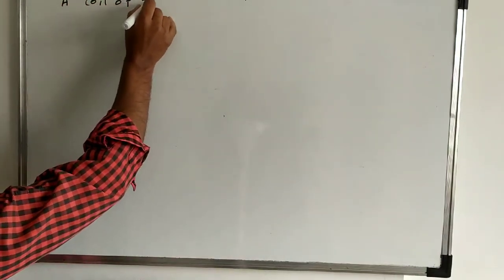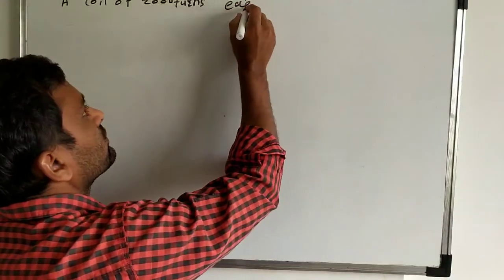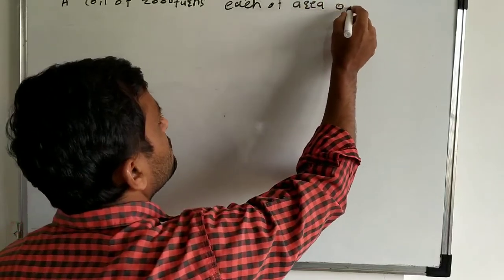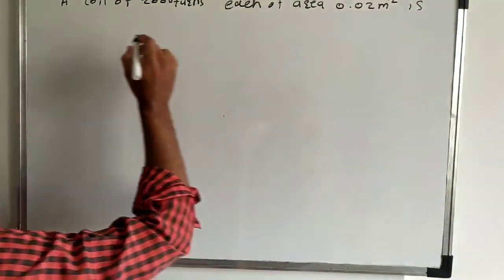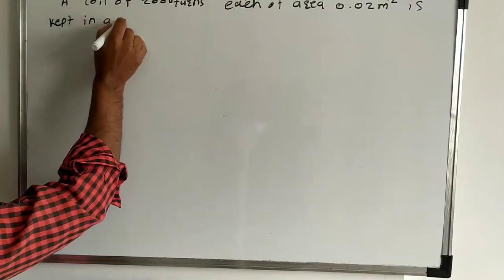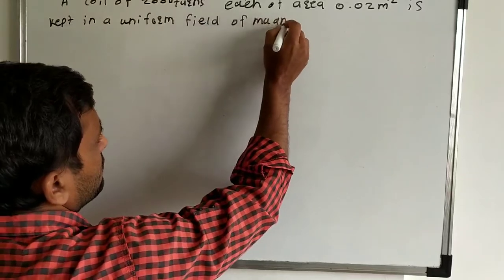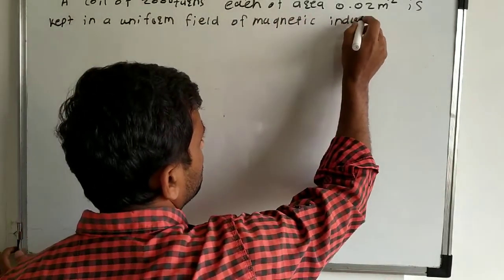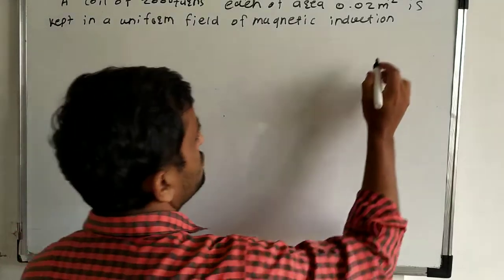A coil of 2000 turns, each of area 0.02 meters square, is kept in a uniform field of magnetic induction 4 into 10 raised to minus 2 Tesla.